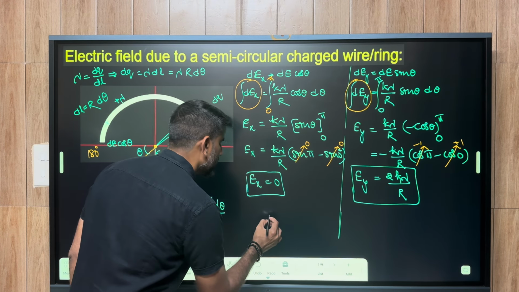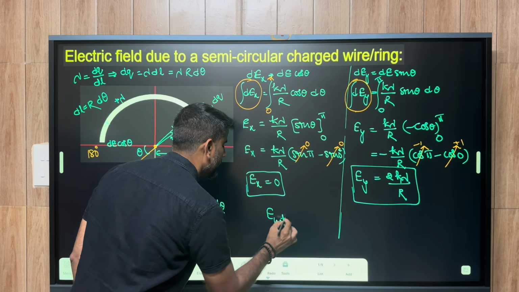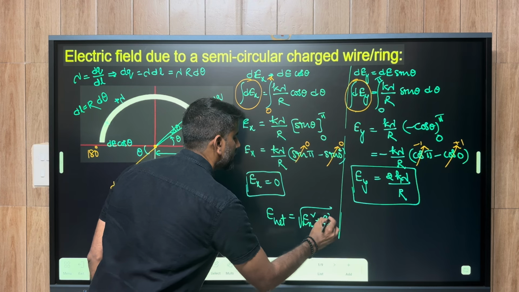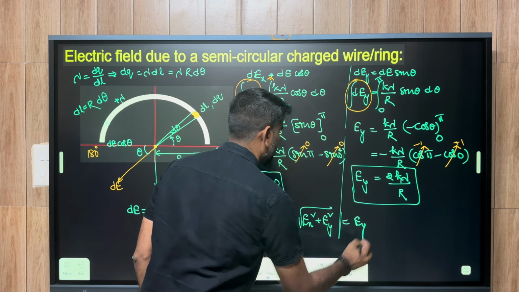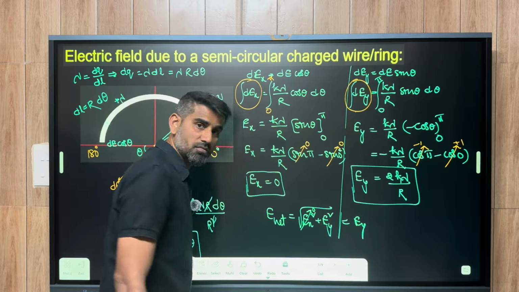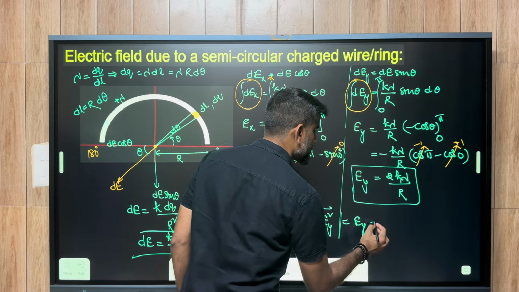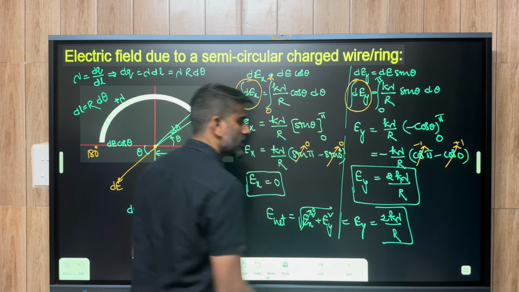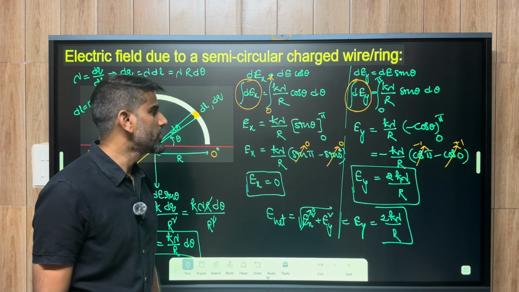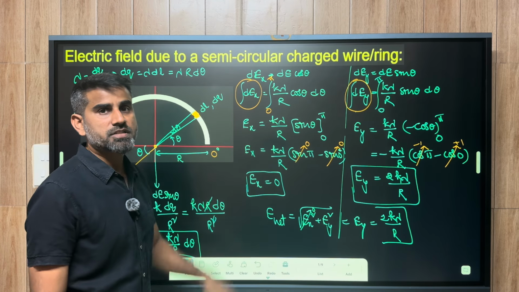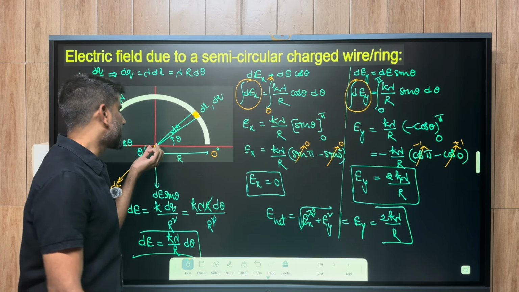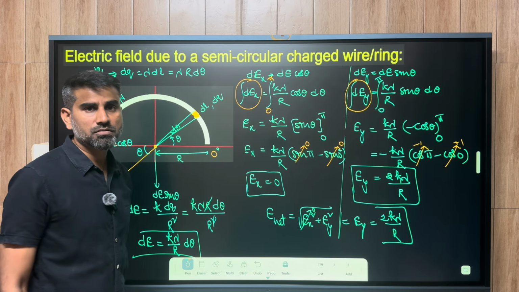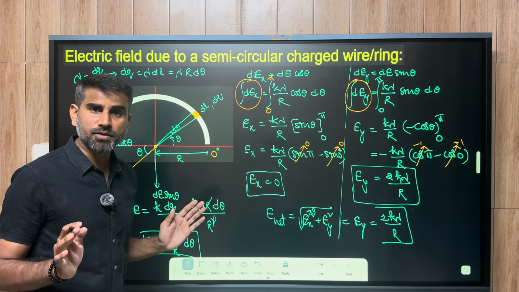Now, if I want to find the net electric field, which is the square root of Ex squared plus Ey squared, it comes out to be Ey, because Ex is 0. So E is equal to 2k lambda by r. This is our answer: the net electric field due to a semicircular charged wire or ring at its center. Hope the steps that I have followed are understandable.